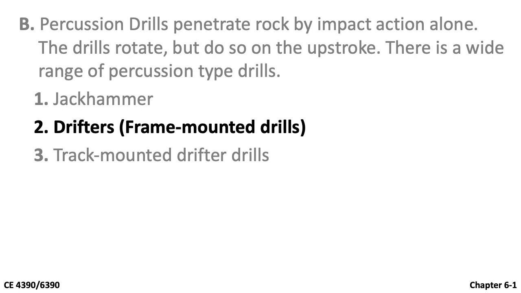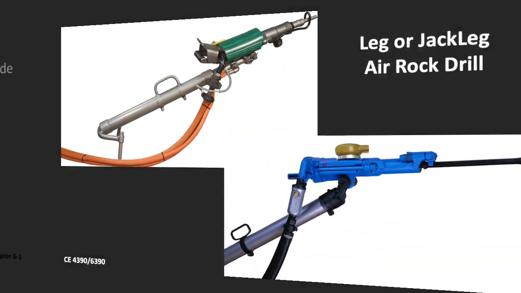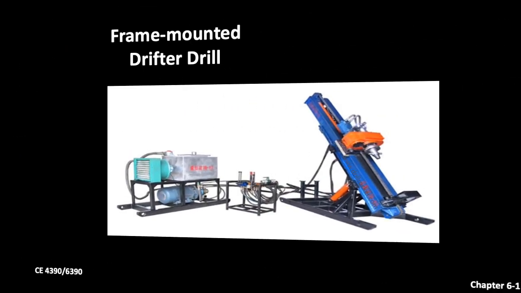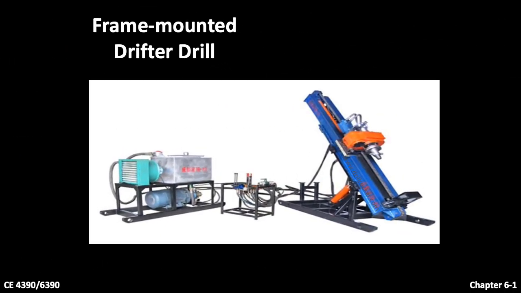Drifters are larger than jackhammers. Due to the heavy weight, they are mounted on a supporting frame. The supporting frame can be a leg or jack leg. For larger drills, a strong steel frame would be needed to provide extra support.